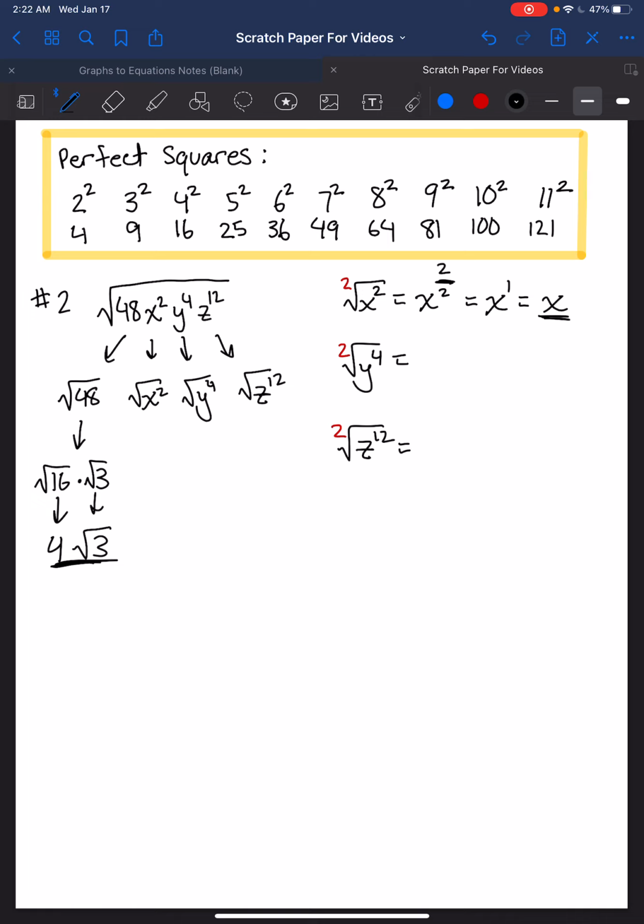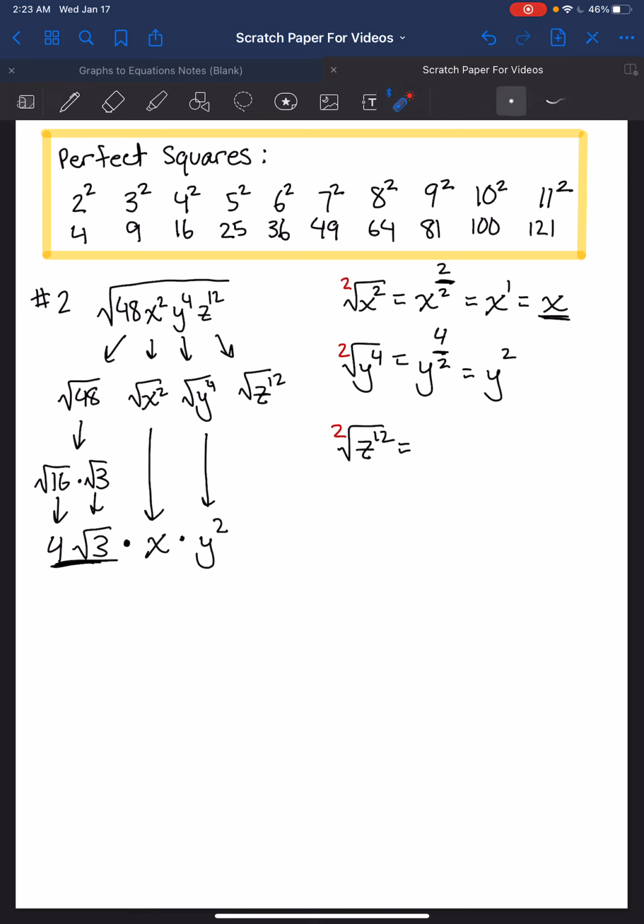So I'm going to bring this down. And again, I'm multiplying all these back together. So this is just x. Let's do the y. Y, exponent, in over out, 4 over 2. 4 over 2 is just 2. So this becomes y squared.